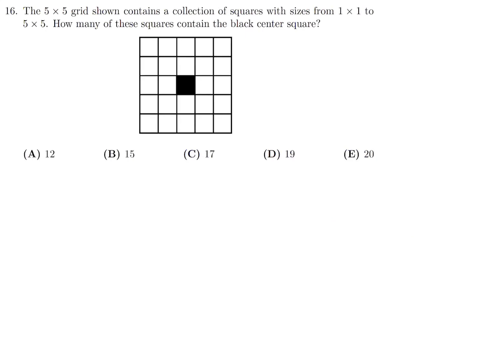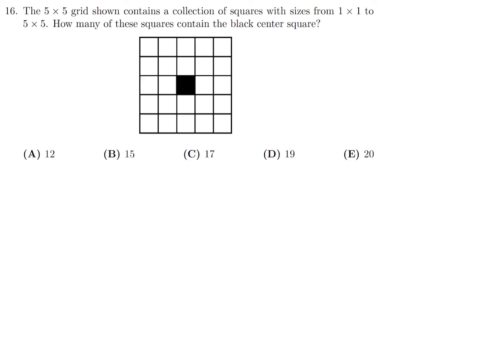The 5 by 5 grid shown right here, this one right here, contains a collection of squares from sizes 1 times 1 to 5 times 5. How many of these squares contain the black center square?